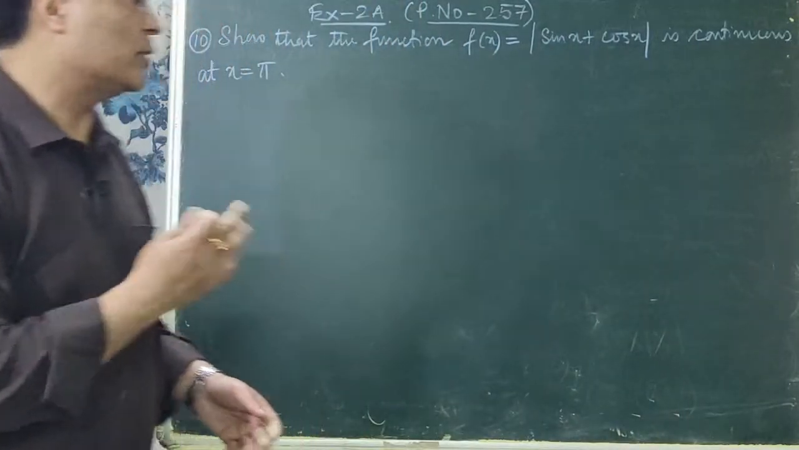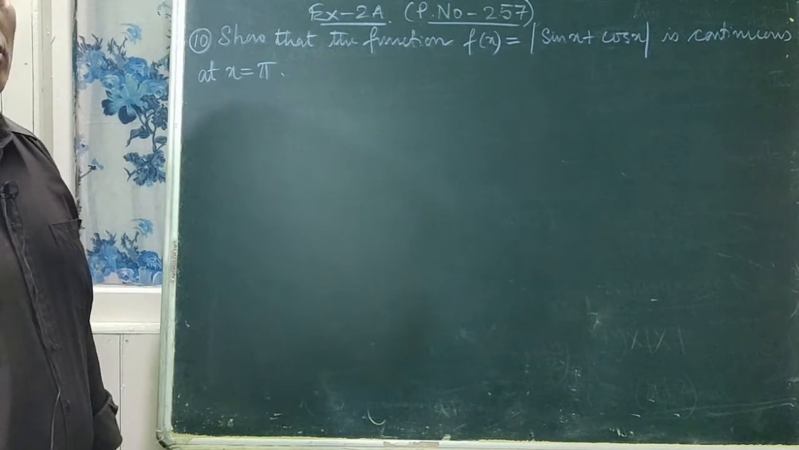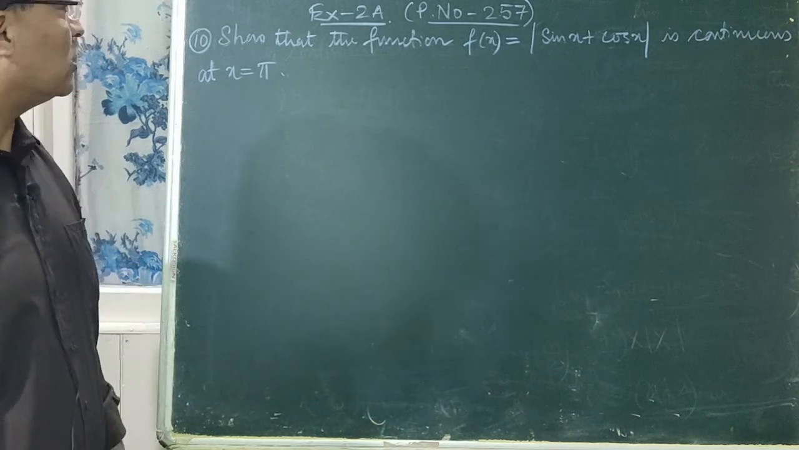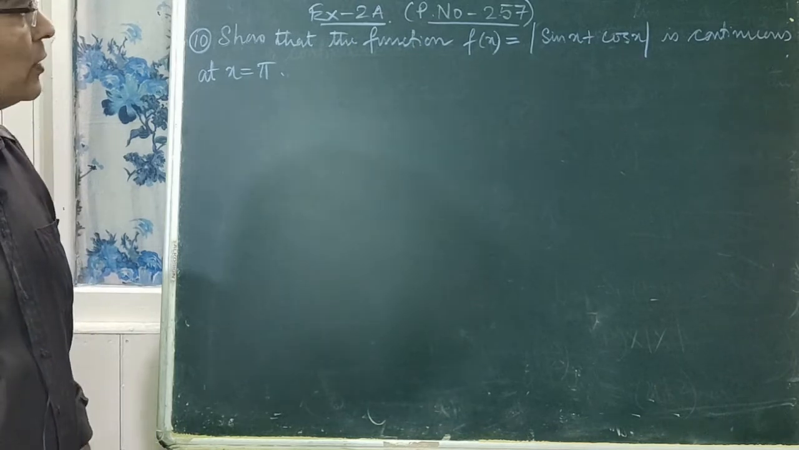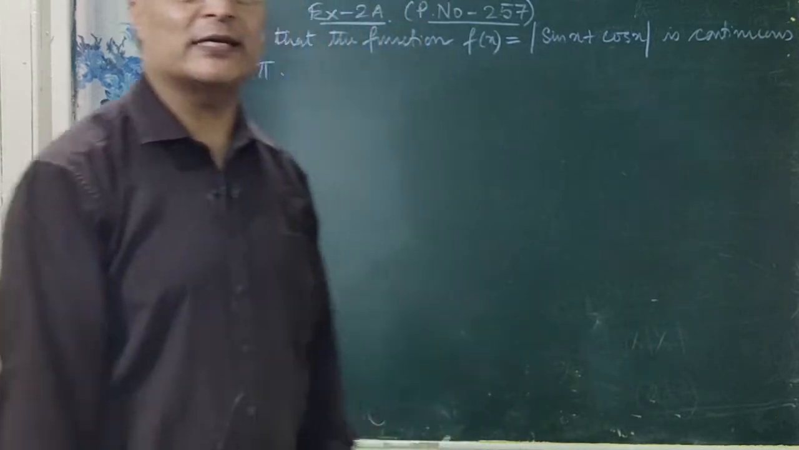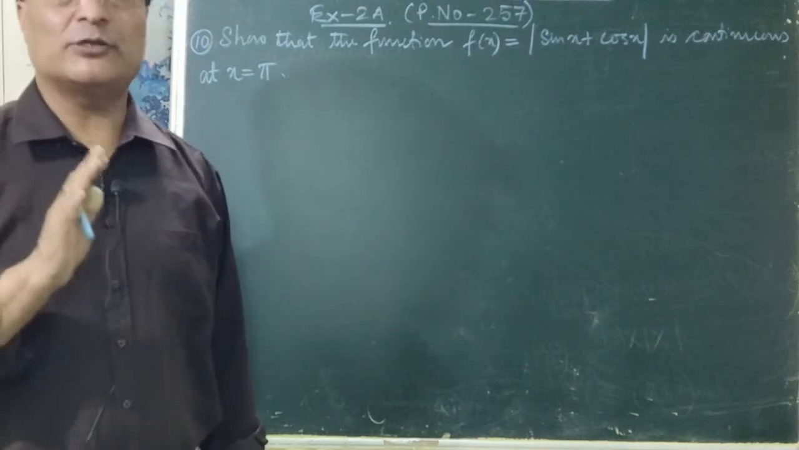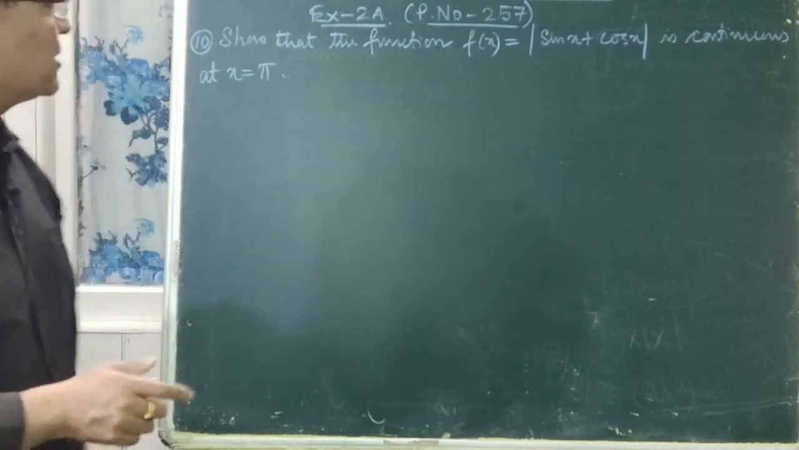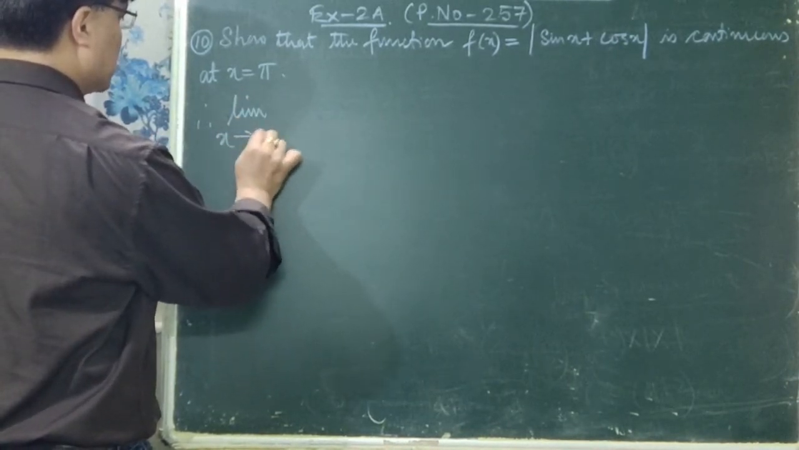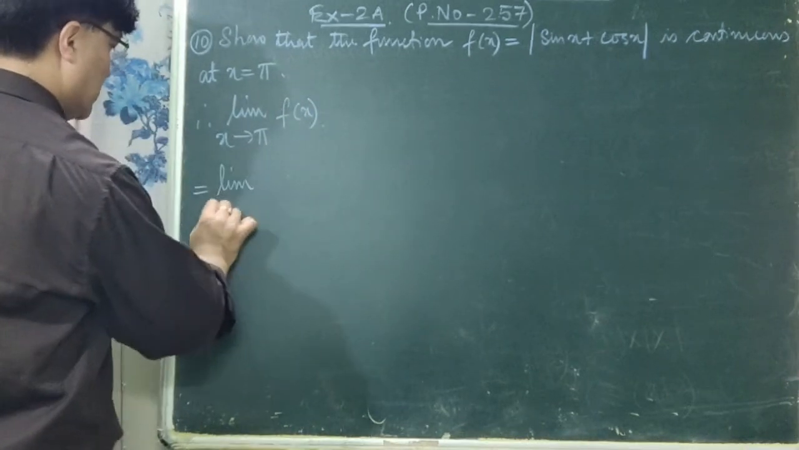So now we'll do the next question, that is question number 10. The function f of x is equal to mod of sin x plus cos x, that is, its value should always be positive, is continuous at x is equal to pi. For the right hand limit and left hand limit you have to use the same function, that is mod of sin x plus cos x. So there is no need of getting the right hand limit and left hand limit separately, just find out limit x tends to pi.